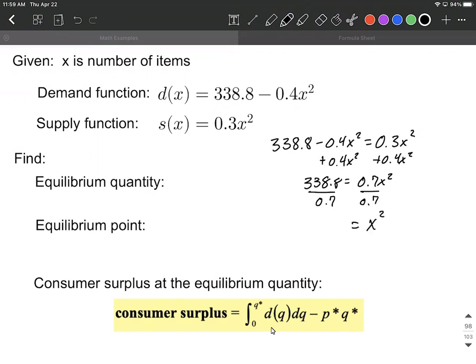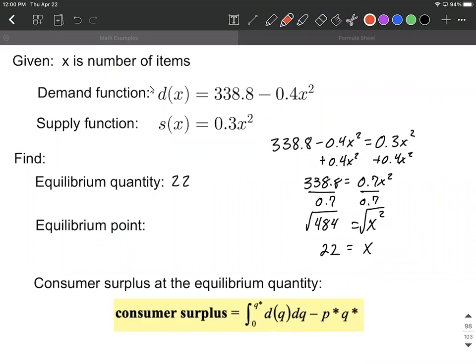We're going to divide both sides by 0.7, therefore getting the x squared on one side by itself, making this a power equation. This turns out being 484. As we apply the square root to both sides, this is going to turn out being 22. I didn't worry about my plus and minus out there because we're only going to be selling a positive number of items or producing a positive number of items. That's our equilibrium quantity.